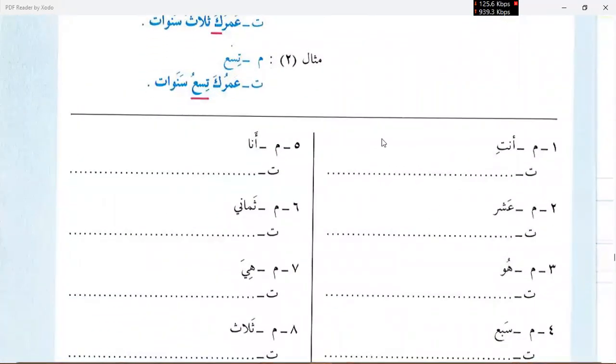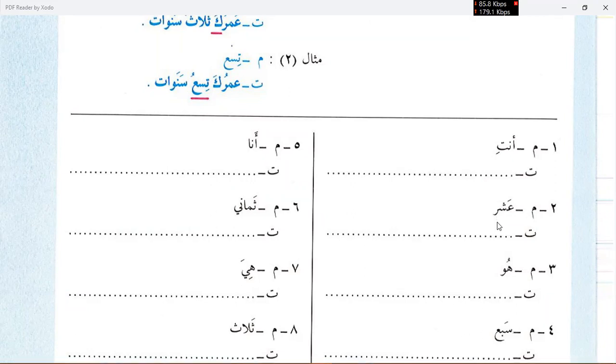So now, try to make a similar sentence here with Anti. The teacher has given a sentence about auntie, so you will make a similar sentence. Okay, any sentence, sir, with Anti? You will say, your age is 9 years. Okay. Anti, umruki khamsu sanawat. Is it correct, the sentence? Umruki tis'u sanawat. Okay. Umruki tis'u sanawat.